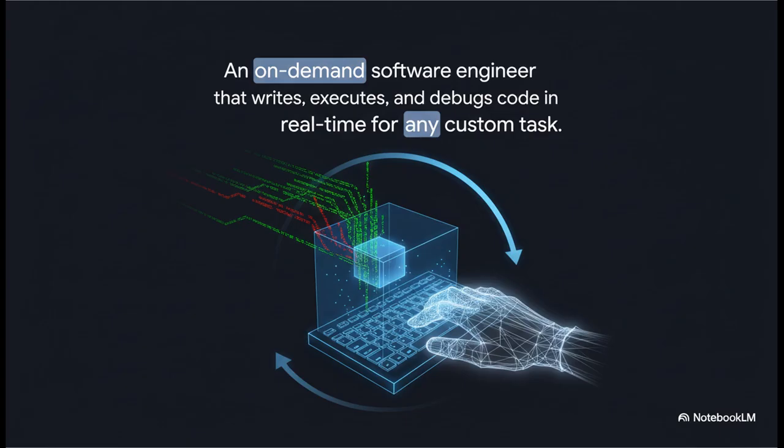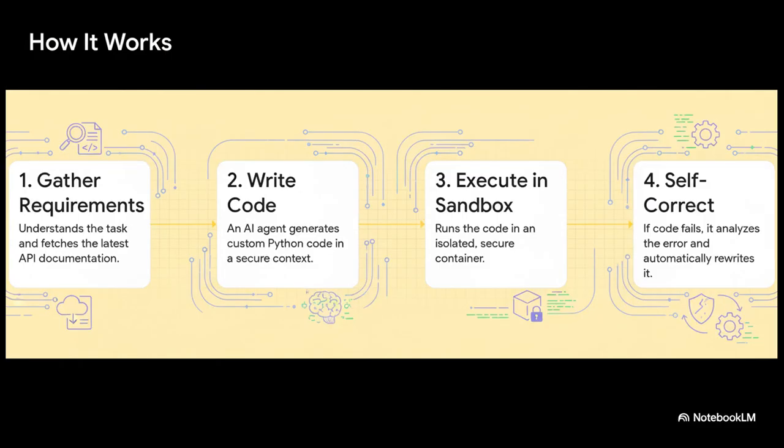So what exactly is the code generator? Okay, picture having a top-tier software engineer on call 24/7, ready to write a custom script for any random task you can dream up, instantly. That's what this is. It writes code, it runs it, and it even debugs its own code in a secure environment, all in a matter of seconds. The process behind this is just so smart. First, it gathers requirements. It'll even go out and find the latest API docs online to make sure it's working with the right stuff. Then, the AI writes the code it needs.